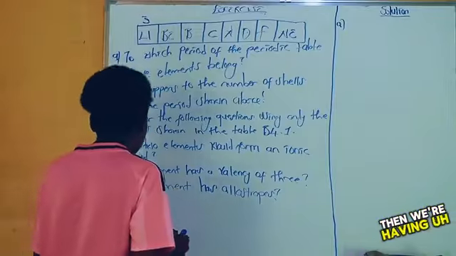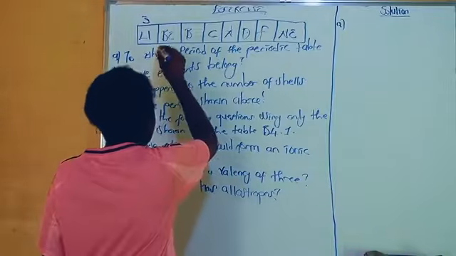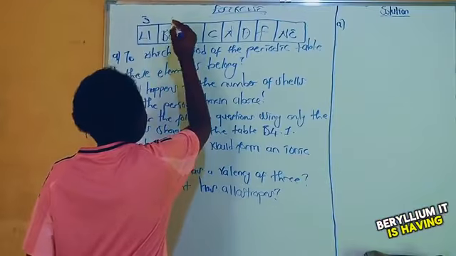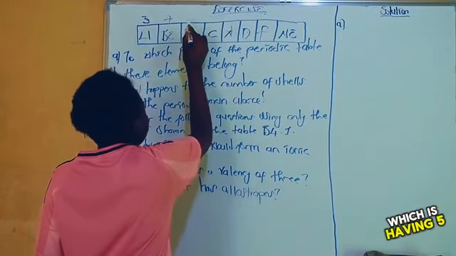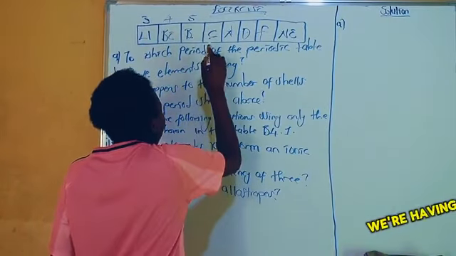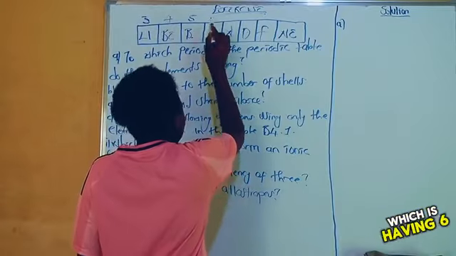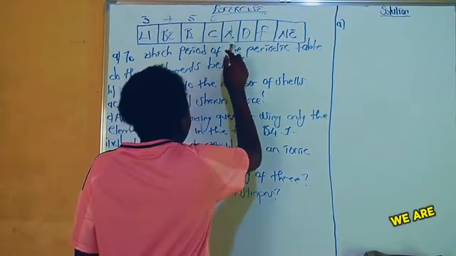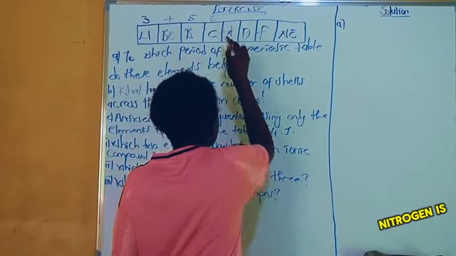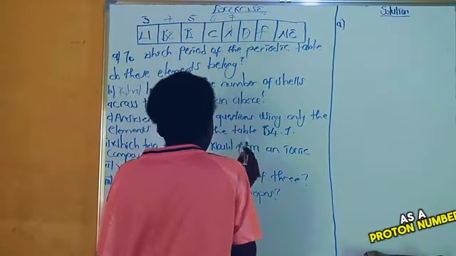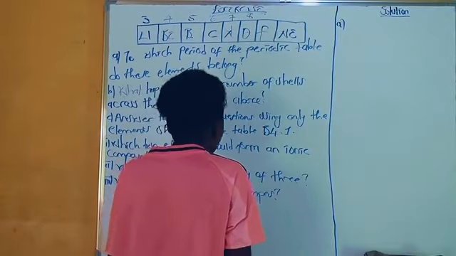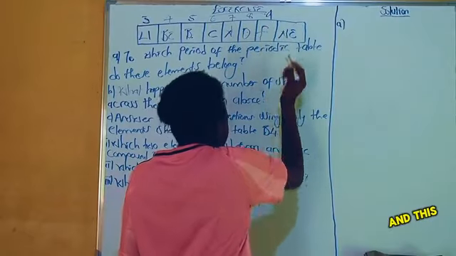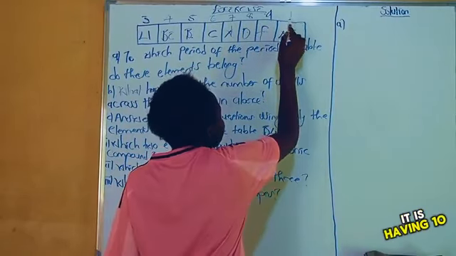Then we're having beryllium. Beryllium has 4 as the proton number. We're having boron, which has 5 as the proton number. We're having carbon, which has 6. Nitrogen has 7 as the proton number. Oxygen has 8. This is fluorine, it has 9. And this is neon, it has 10.